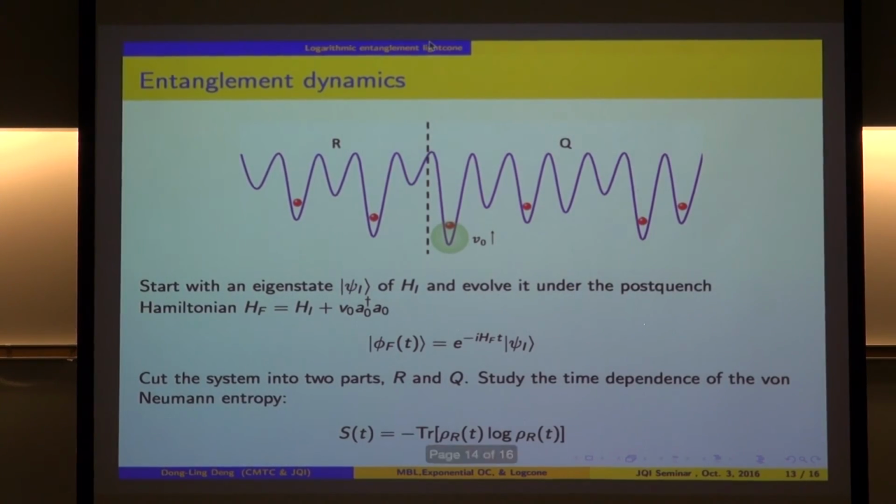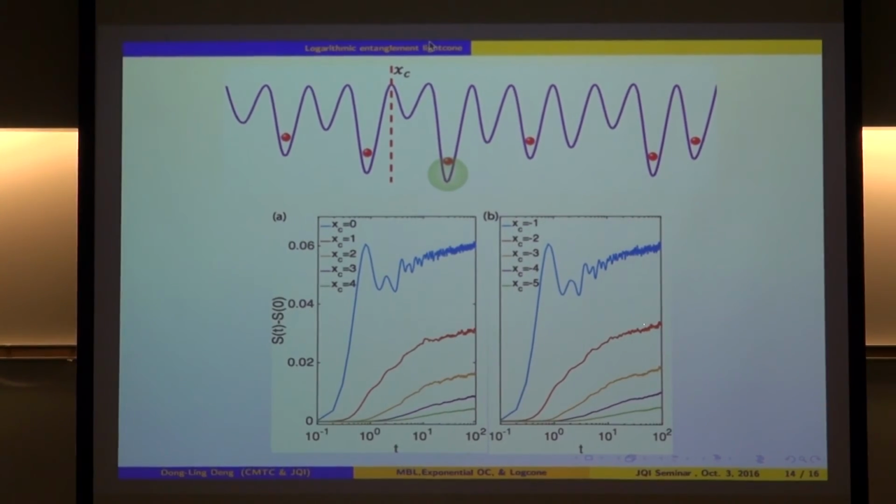So after we calculate this entanglement dynamics, we calculate the entanglement entropy for different cuts. Basically, we cut the system into two different parts, and we calculate the time dependence of this entanglement entropy for the different cuts. The result is shown here.